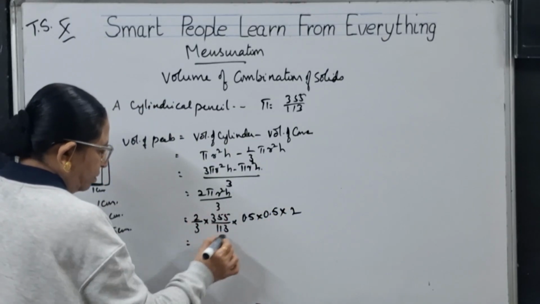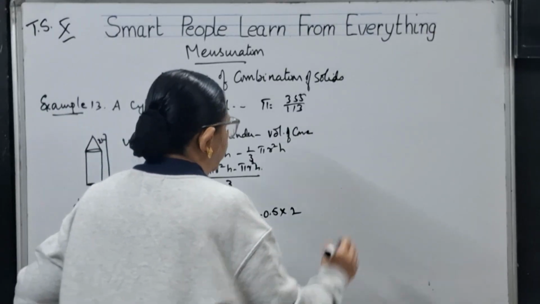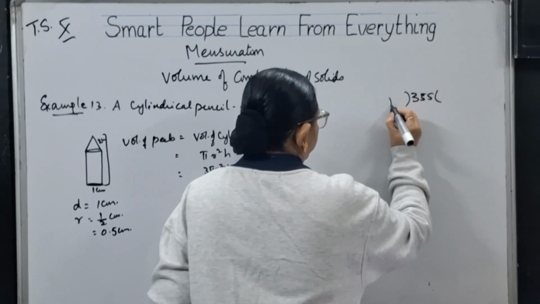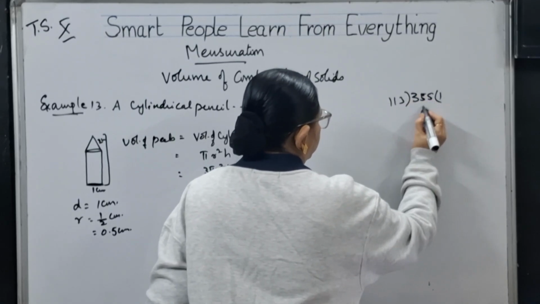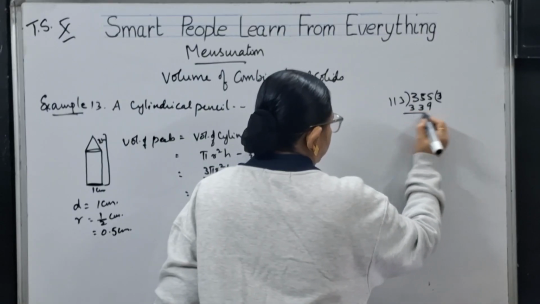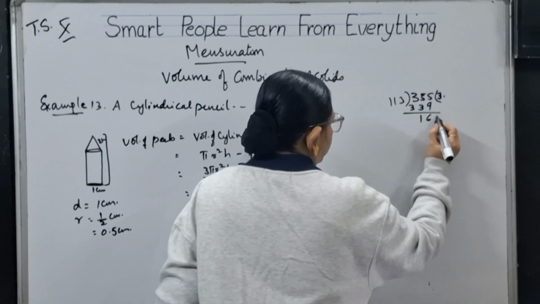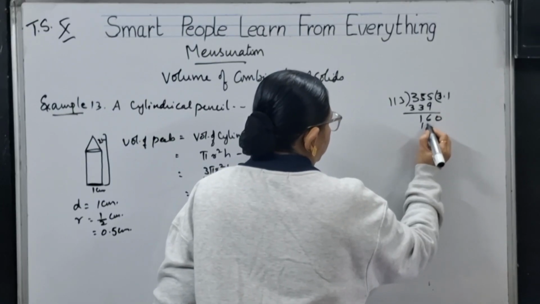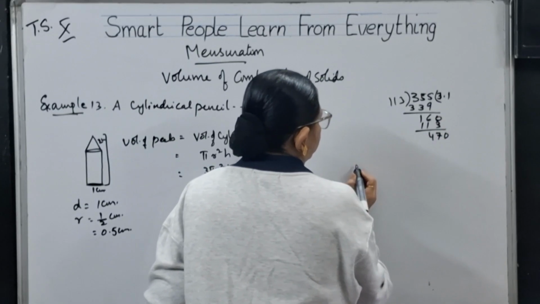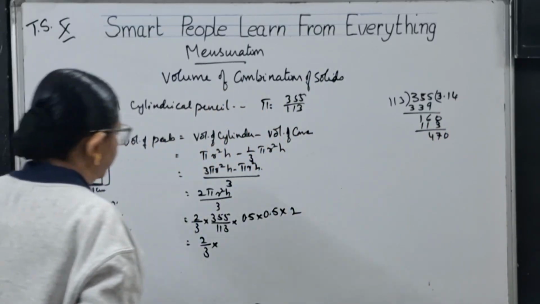So let us first simplify this. 355 divided by 113: 3s are 3, 3 3s are 9, 3 1s are 3, 1s are. Here you are getting 6 and 1. Take a point and 0. 1s are 1, 1 3. So 7, 4. Again 0. So 4s are. So approximately it goes 3.14.